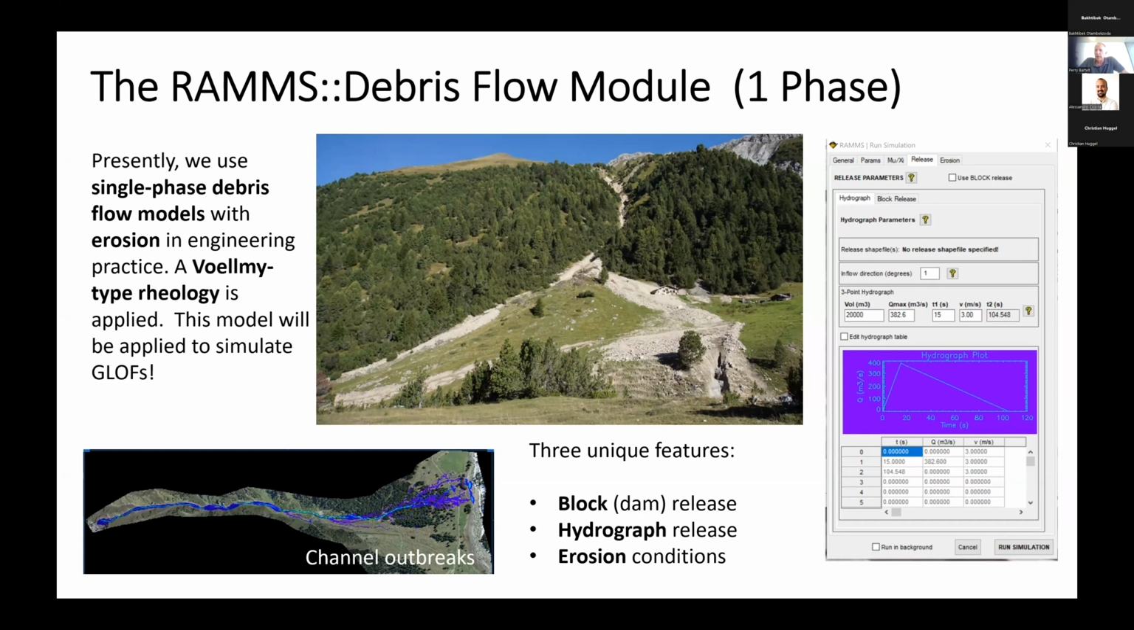We have 2 different types of release zones that we can define. We can define a dam release, sort of a block of mass that is then released at some point on the mountainside, or we can define hydrographs. Hydrographs are becoming extremely popular. A lot of people like working with discharges and volumes to define the debris flow scenarios for a particular torrent.